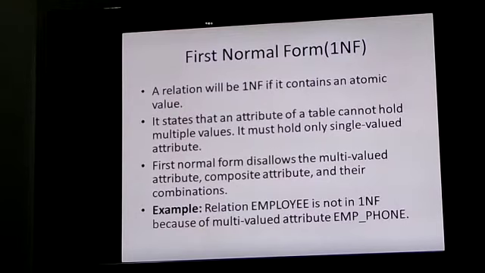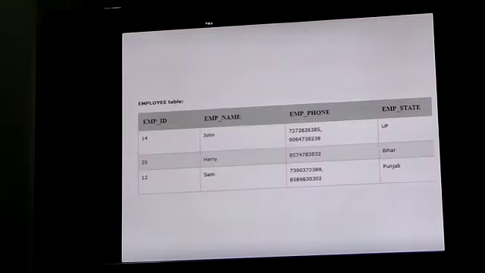Now we will see an example. In this table you can see we have employee phone as the multi-valued attribute, as each employee has one or more values for the employee phone attribute. So this table currently is not in first normal form. To convert this table into first normal form, we have to split each of the phone numbers for each employee into multiple tuples. The resultant table will look like this.